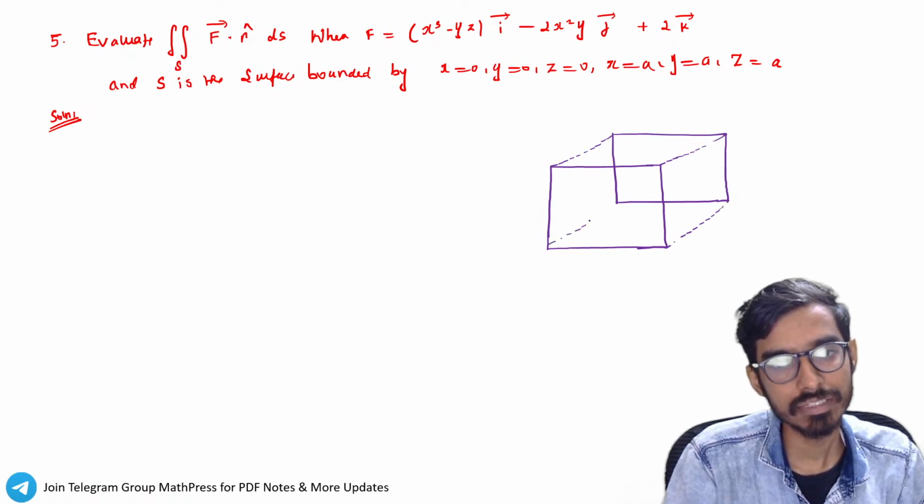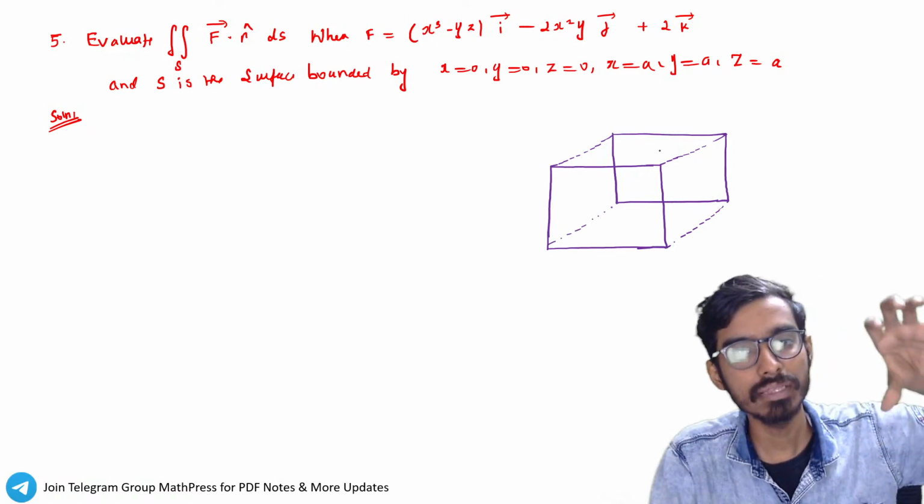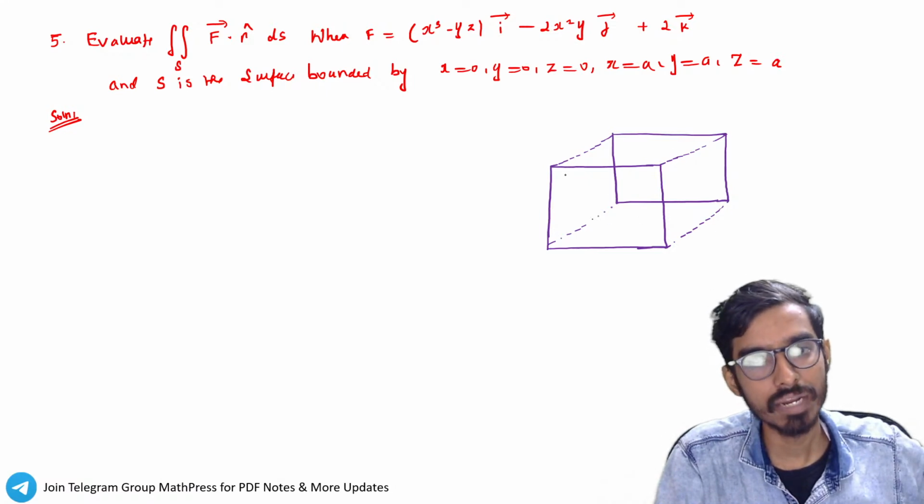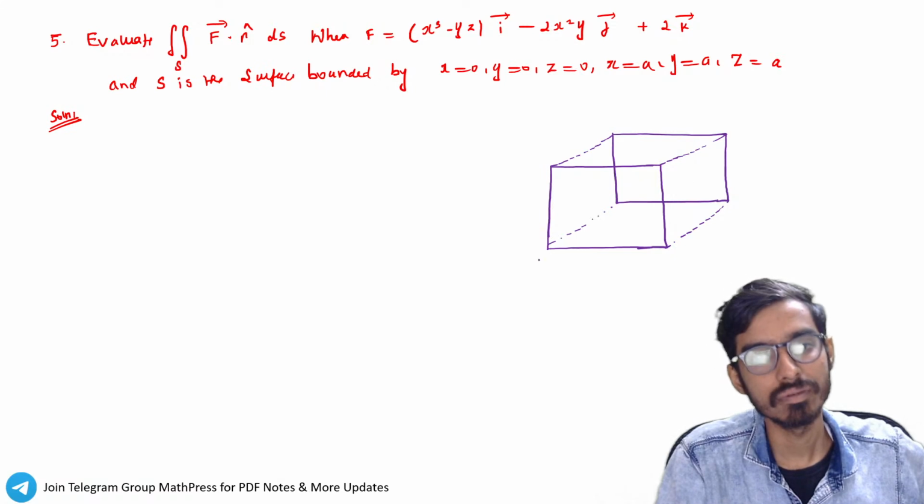Now here the surface is these lines. The surface does not include this portion. It only includes what is bounded by these lines, right?